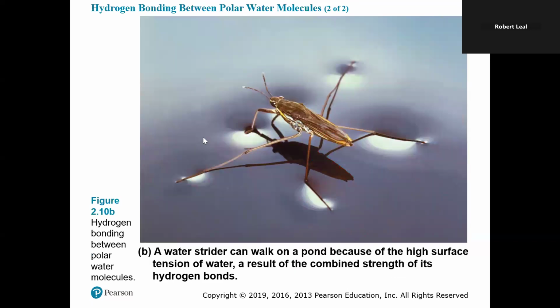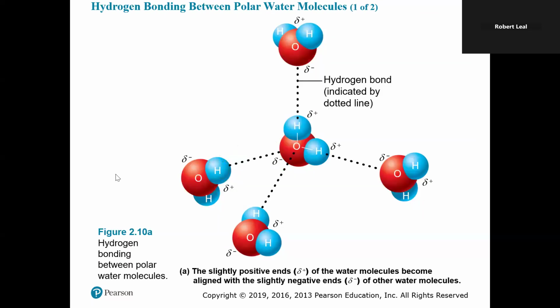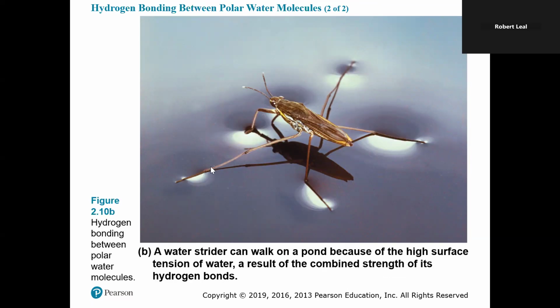Now, surface tension. What is surface tension? Well, surface tension is the attraction of water to itself through the hydrogen bonds and to any surface it touches, in this case, the bug here. It looks like it's on water, like walking on water. Why? Because of surface tension. So let me give you an example of surface tension.